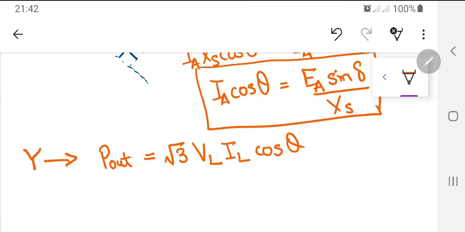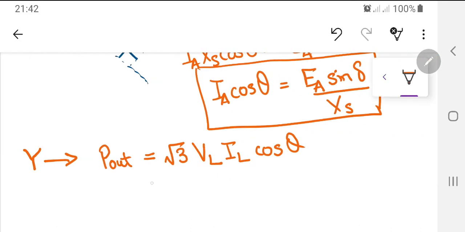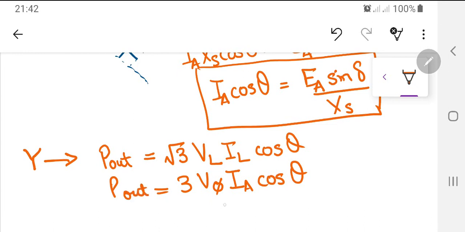Now since we don't know VL, we know VL, the line to line voltage, is equal to root 3 times the phase voltage. So this will be equal to 3 V phase, and what is IL? IL is the same as IA, times cos theta. So the output power is equal to 3 V phase, or V phi, because this is a phase voltage, and the line current and the phase current are the same. So this is 3 V phase IA cos theta.